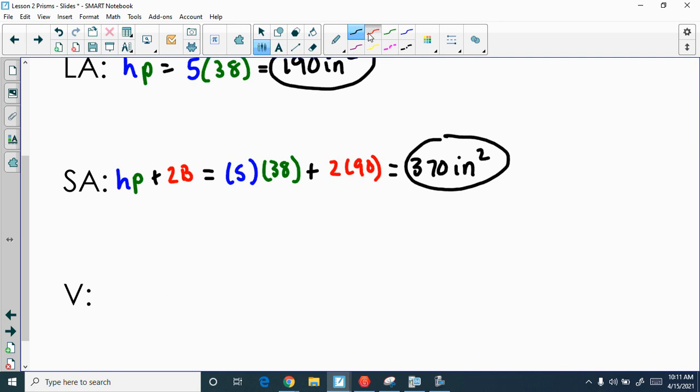The last piece is volume, and it's going to be big B times our height. And when we do, big B was 90, H was 5. We're going to get 450 inches. Now we're in volume, so cubed.